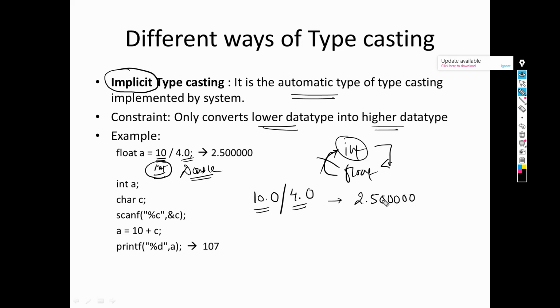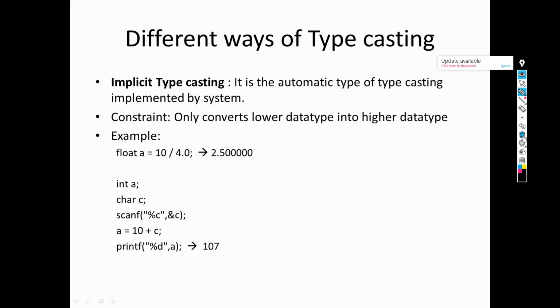We will be getting this 2.5, and then this 2.5 will be given to A, so that you are able to see the answer. So see here, one is integer, one is double, but operation cannot be performed on two different data types. There should be the same data type on both sides of the operator, so integer is automatically converted into double. Why? Because integer is lower than double, and lower to higher is automatically converted. So this is automatic type conversion. In this we have not written anything extra. This is simply the code which we have written.